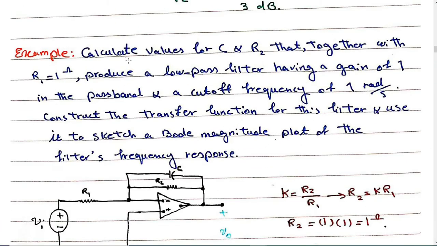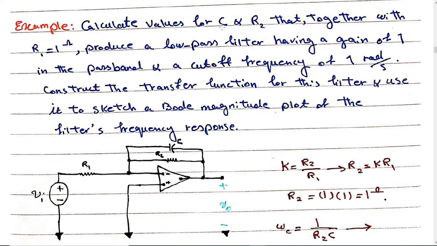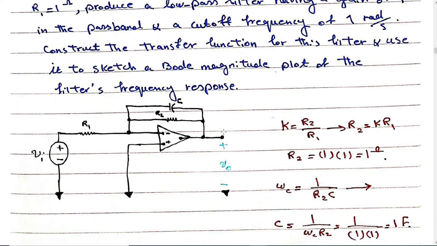Okay, let's do an example. Calculate values for C, R2, and R1 is 1 ohm, to produce a low pass filter having a gain of 1 in the pass band. So the gain of the filter is 1 in the pass band and the cutoff frequency is 1 radian over second. Construct the transfer function for this filter and use it to sketch a Bode plot of the filter's frequency response.